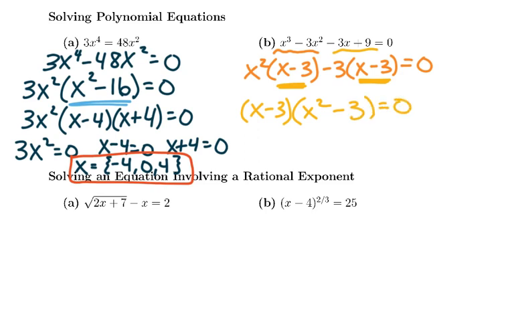From here, I try to factor as much as possible. So x squared minus 3 does not factor any further. So I'm fully factored. Now I set each factor equal to 0 and solve.